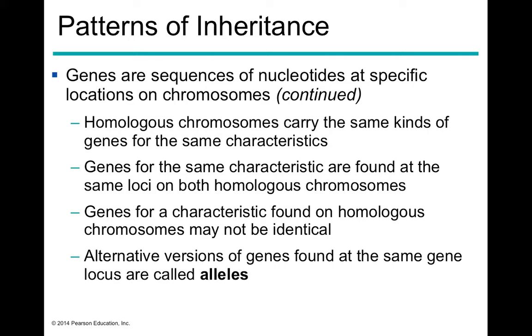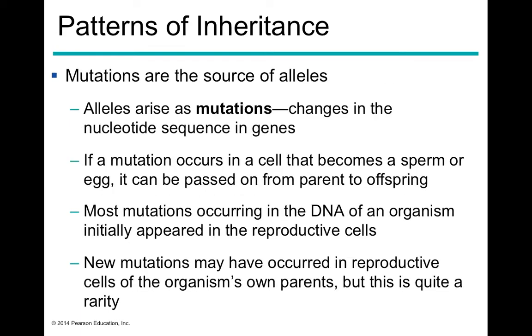That doesn't necessarily mean that it's going to carry the exact same alleles, right? You might have different alleles from your mom and different alleles from your dad, but it's going to have, for example, chromosome 1 is going to have the same eye color gene, even if it's blue eyes and brown eyes. So genes for the same characteristic are going to be found again at that same location, or the same locus, but that doesn't mean that they're necessarily identical. We can have alternative forms of the genes that are found at the same locus. Again, these are called alleles.